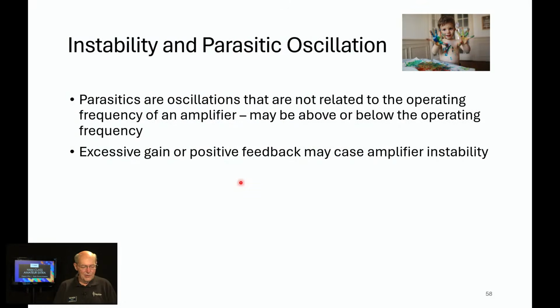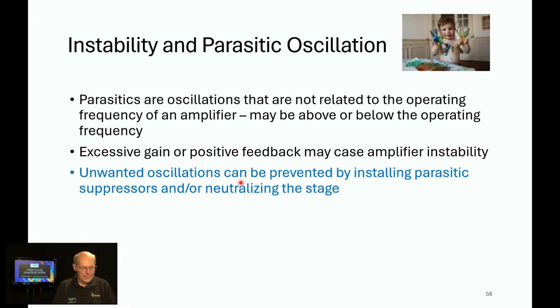So excessive gain or positive feedback may cause amplifier instability. And unwanted oscillations can be prevented by installing parasitic suppressors and/or neutralizing the stage. Now, neutralization, we'll have a picture of that coming up. Parasitic suppressors: sometimes it can be predicted in the design of a transmitter that it will be susceptible to oscillating at an unwanted frequency, and they can install parasitic suppressors to prevent that particular frequency from taking off.